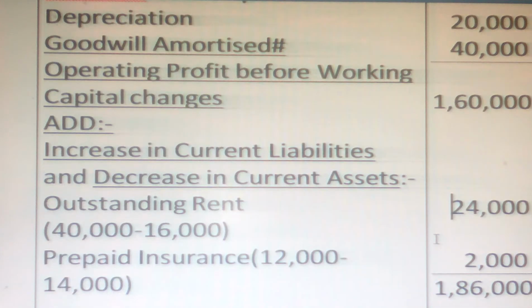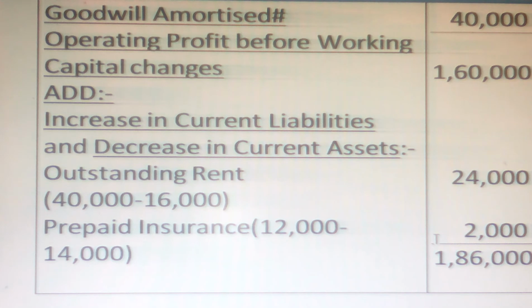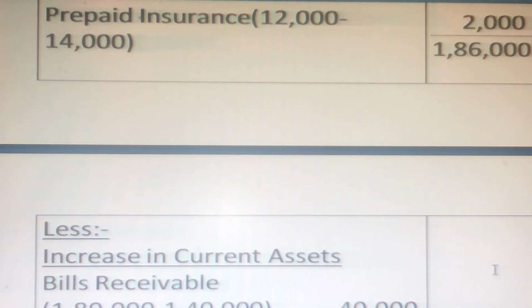Then prepaid insurance: 12,000 minus 14,000. Always you have to write the current year and previous year, only then you have an idea. Here 12,000 is the current year, the previous year 14,000. So our current asset reduced. That's why we added it to our profit before working capital changes. 2,000 becomes 1,86,000.